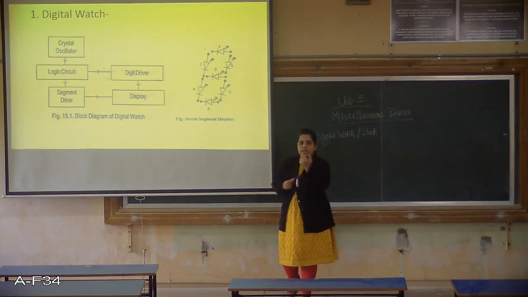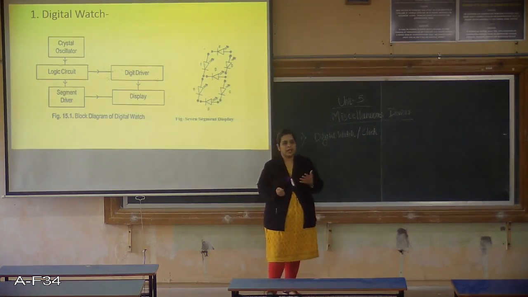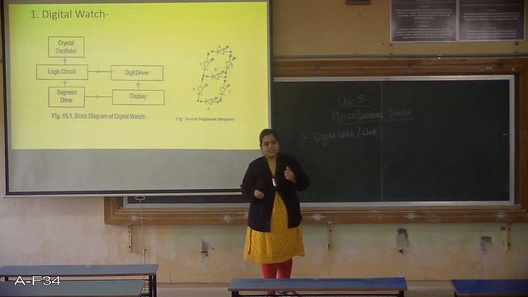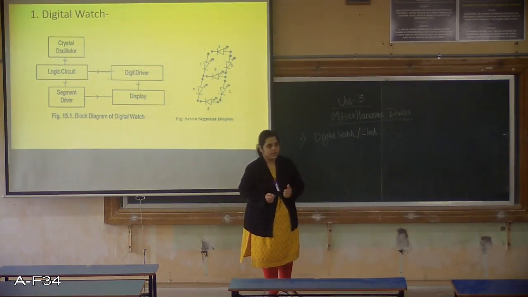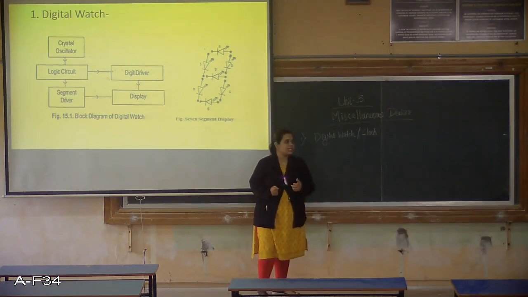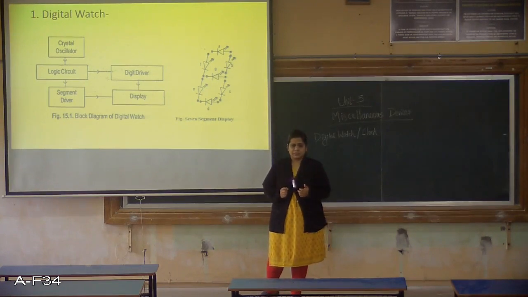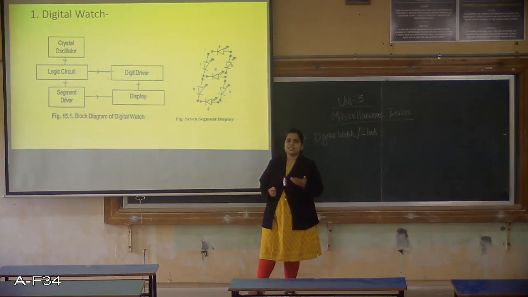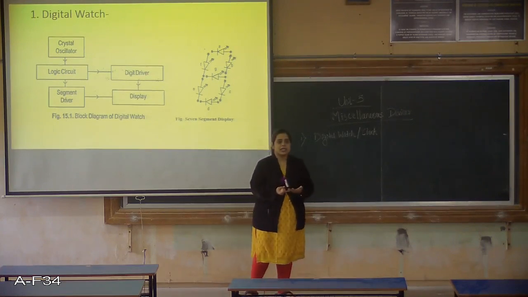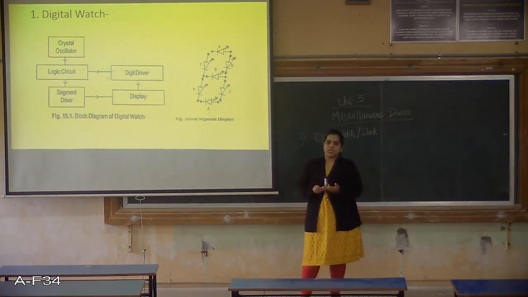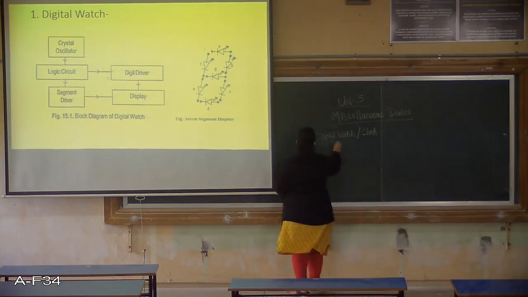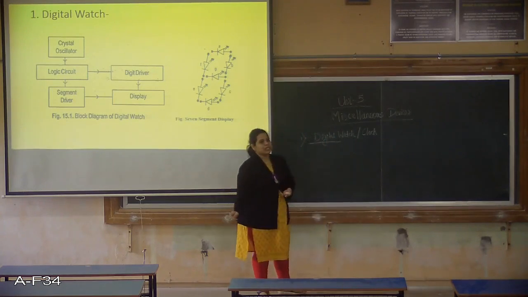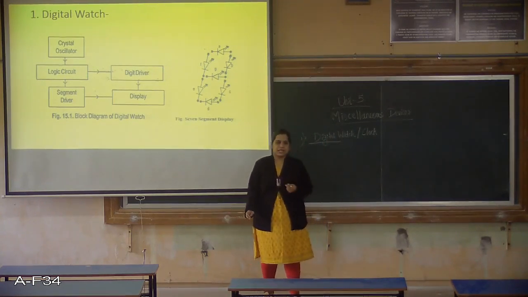A watch is what we wear on our wrist, and a clock is what we hang on the wall. Everybody knows the basic difference between a watch and a clock. But what is basically a digital watch or clock, what does it consist of, what are the inputs, and what output does it give? When we say a watch or clock, it displays the time in hours, minutes, and seconds. Everybody knows that. But when we say digital, what does it mean?